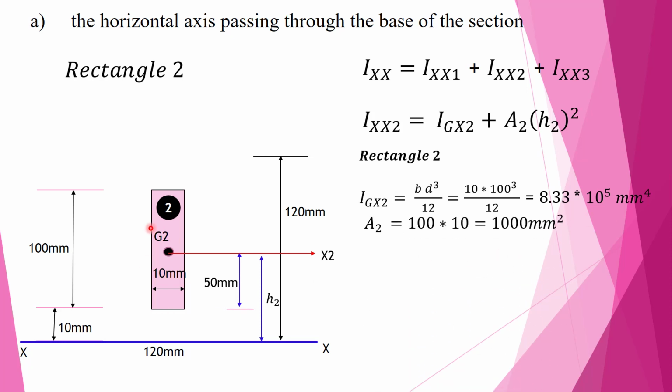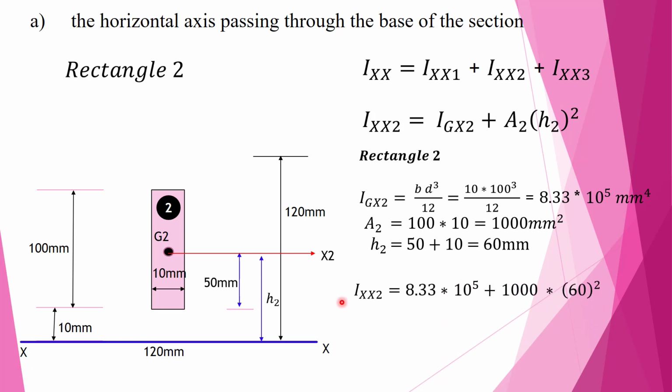A2 will be 100 into 10, 1000 mm square, and h2 will be this distance between the two axes. So that will be 50 plus 10, which is equal to 60 mm. Therefore, Ixx2 will be 8.33 into 10 raised to 5 plus area 1000 into 60 square, which is equal to 4.43 into 10 raised to 6 mm raised to 4.